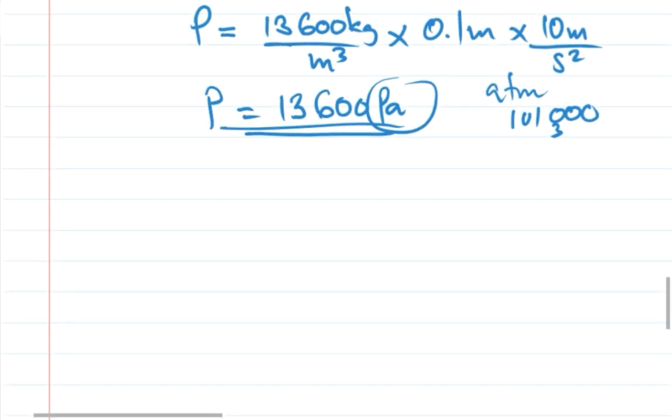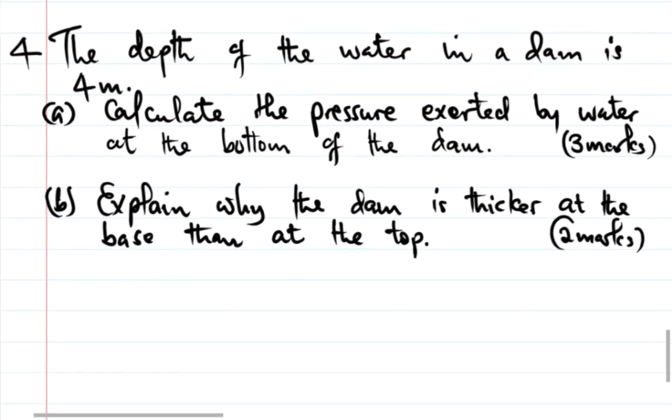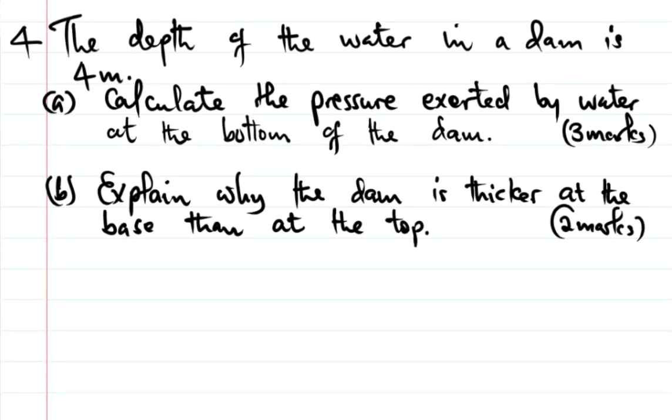Question number 4, which is the last question. The depth of the water in a dam is 4 meters. A, calculate the pressure exerted by the water at the bottom of the dam. B, explain why a dam is built with a thick base compared to the top. So, it's about liquid pressure. Let's solve this one. Solution.